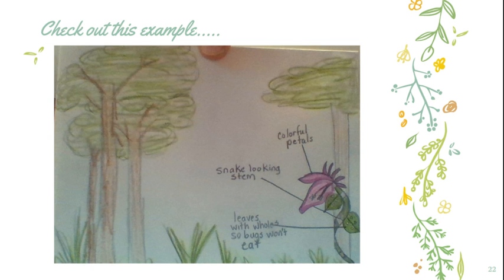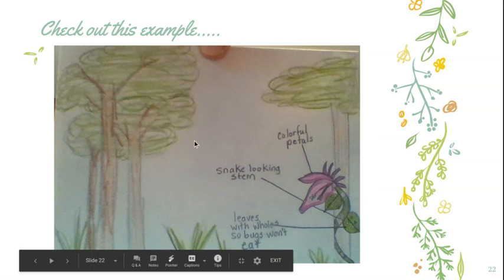Okay, and then look at this example. This is an example here of an environment. It looks like it's in some sort of rainforest, grassy area. And then there's a plant drawn here. It looked like a flower. And look, it's labeled: snake looking stem, looks like a snake; leaves with holes so bugs won't eat it. Very descriptive. And then colorful petals.